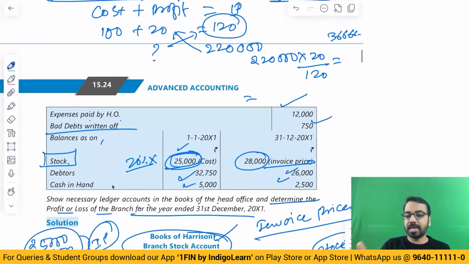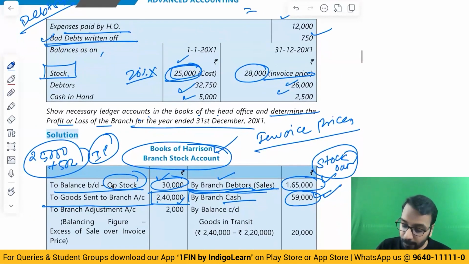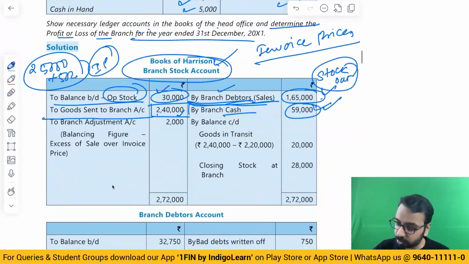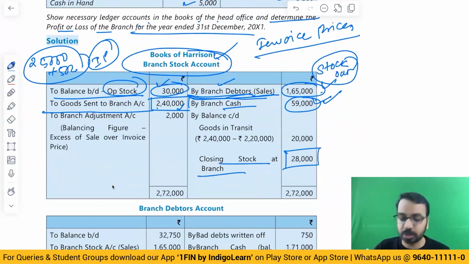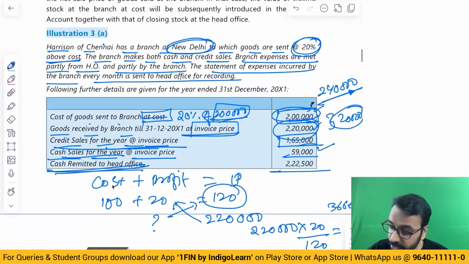Then cash remitted to head office will not come in the stock account. Expenses paid by head office will not come in stock account. Bad debts written off will also not come in stock account. This will go to the debtors account. Then closing balance of stock at invoice price is 28,000. So 28,000 is the closing stock. Then here we had calculated 2,40,000 is goods sent, 2,20,000 is goods received. Means 20,000 is not yet received. Where are those goods?